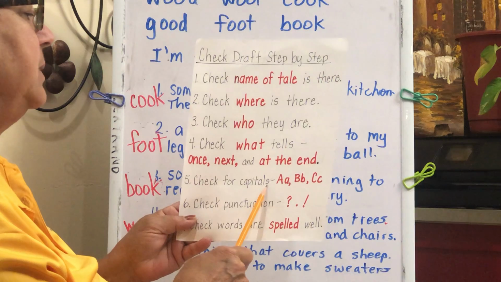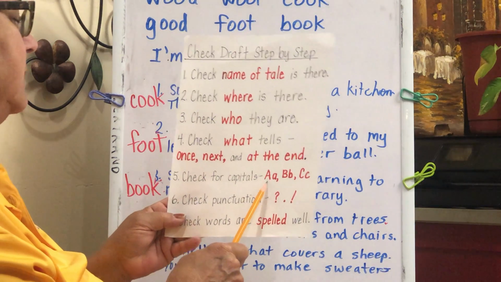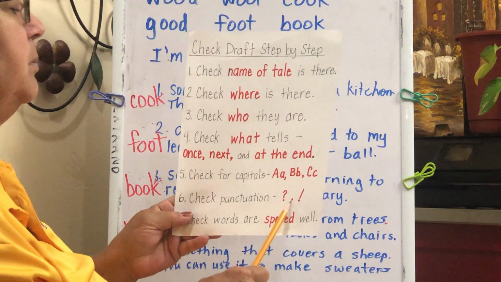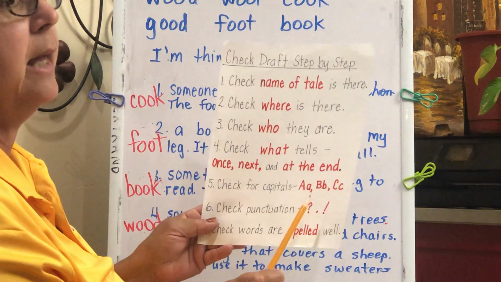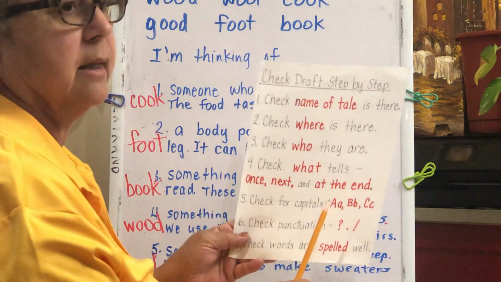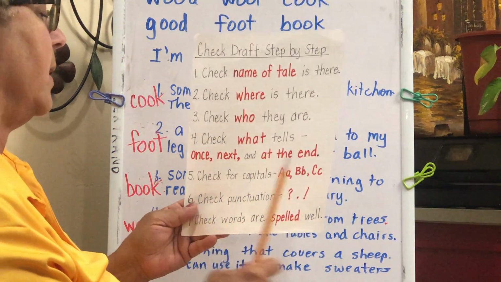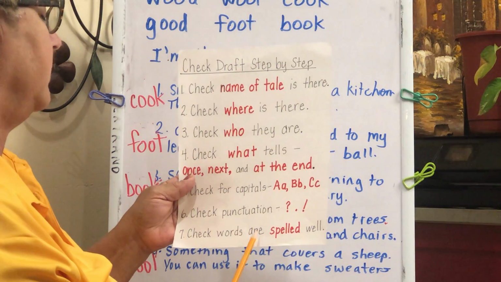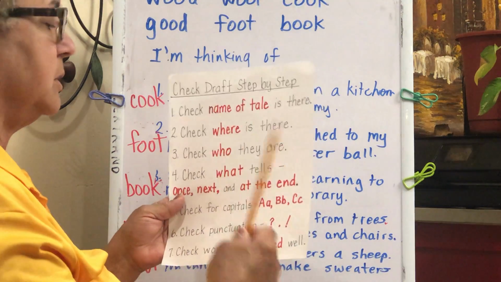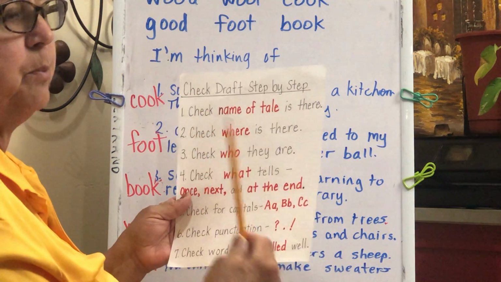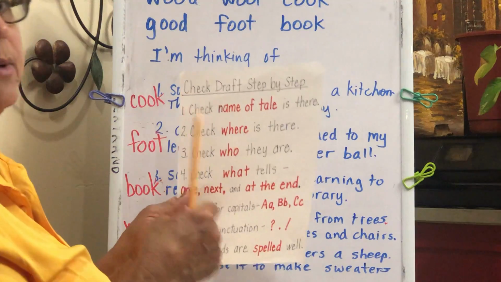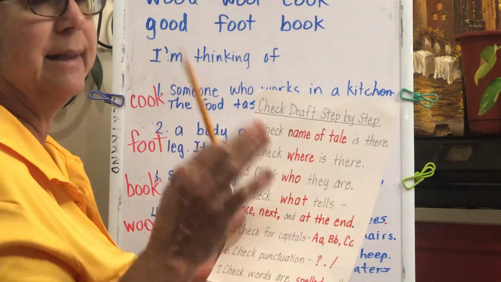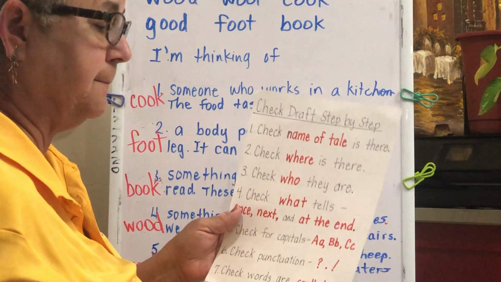Check for capitals, lowercase, and uppercases. Check punctuation. Make sure you have question marks, periods, and exclamation marks. And it's okay when you are telling a story, it's okay to ask a question. And 7, check words are spelled right. Make sure your words are spelled right. And remember when you're writing, we're all supposed to always spell it the way it sounds, because then if we sound it out, we can see what words you actually meant to write.